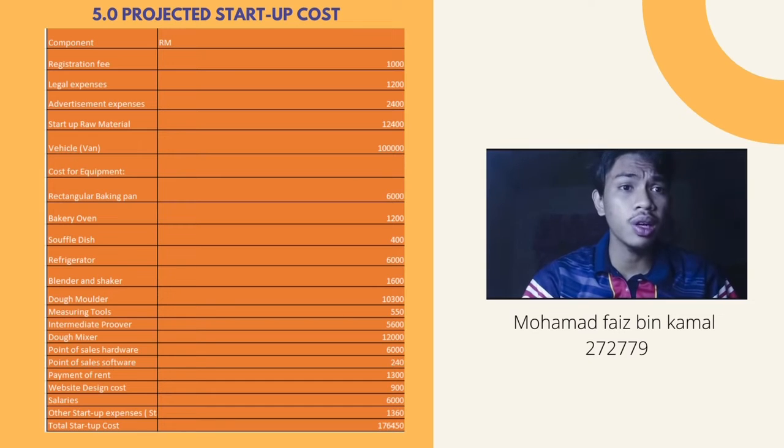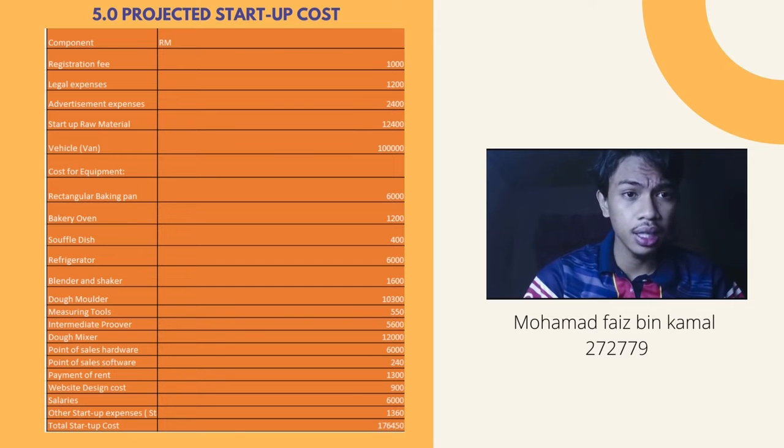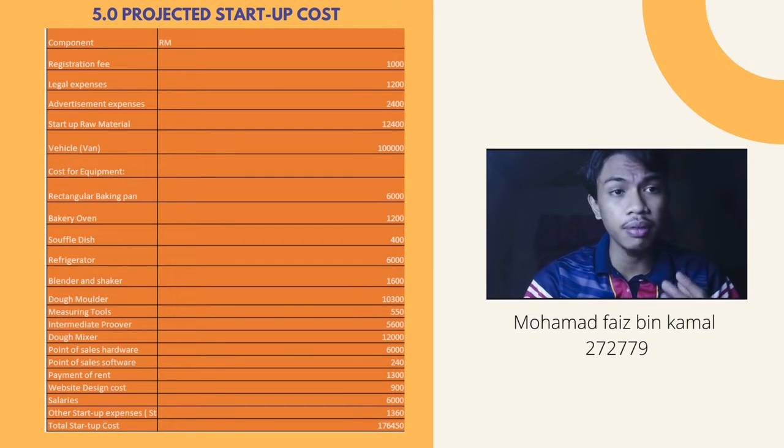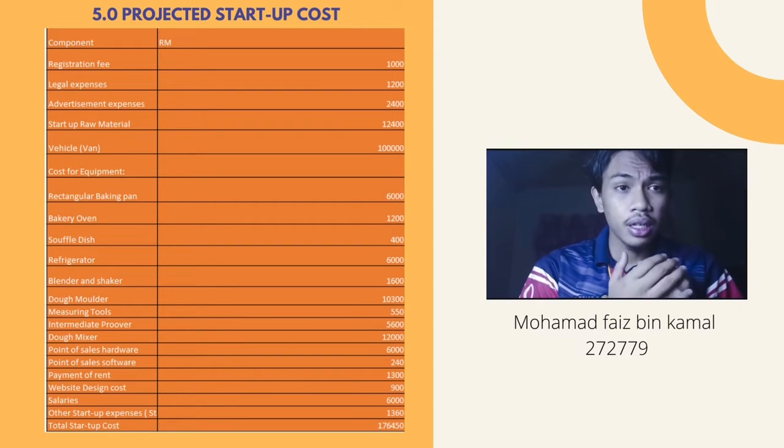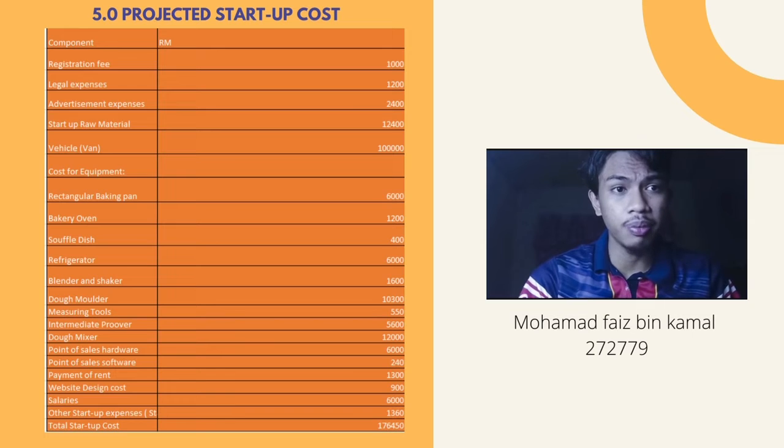For the first one, I will talk about the starter projected cost for our business plan, Sweetylicious. This is the cost setup for our business plan. So there are a few components that we decide to choose before we start our business plan. So the first one, we will pay about the registration fee, legal expense, advertisement expense, setup raw material, and one of our vehicle, vans, and then we have a second component that is cost for equipment.